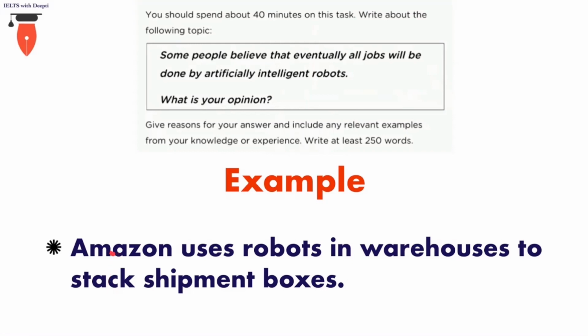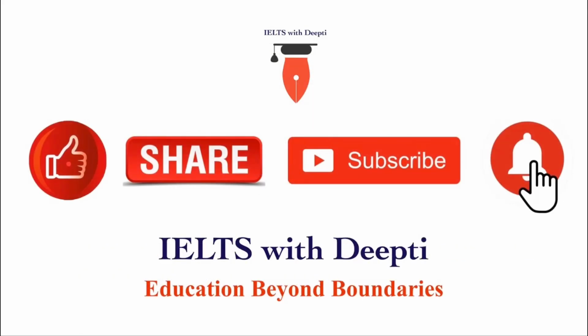So we can give the example of Amazon, that the brand Amazon uses robots. Where do they use them? In warehouses to stack shipment boxes. And in this way, the process of delivery becomes convenient and it becomes quick also, and Amazon is known for its quick services. So when we combine the main idea along with the supporting ideas and example, we have a very strong body paragraph ready. So this is how simple it is to express your ideas using the strategy that we discussed in this video about how to write a body paragraph.